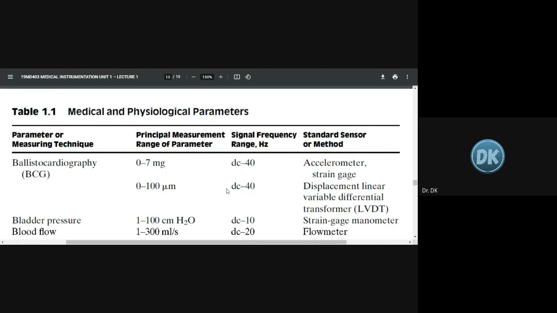Okay. So the first one is ballistocardiography. If you split the words, it's ballisto, cardio, and graphy. So cardio is referring to the heart, which I said in the last class. Graphy is the technique, and ballisto is measurement of force. Okay, so you use some force sensors to measure the functionality of the heart. So that is the ballistocardiography technique.